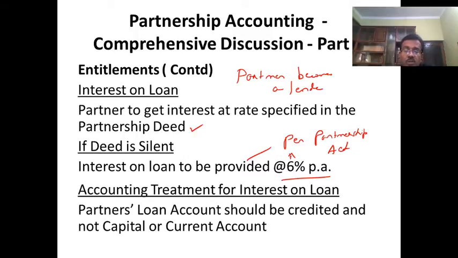Okay, accounting treatment of interest on loan. Partner's loan account should be credited and not capital or current account. So this you must remember. Always for treating interest on loan, you should always credit the partner's loan account.